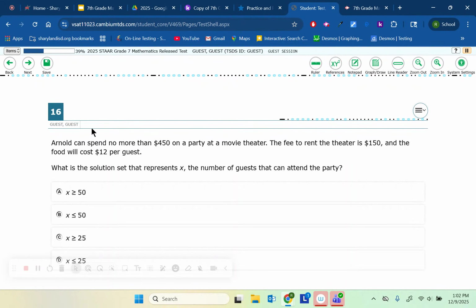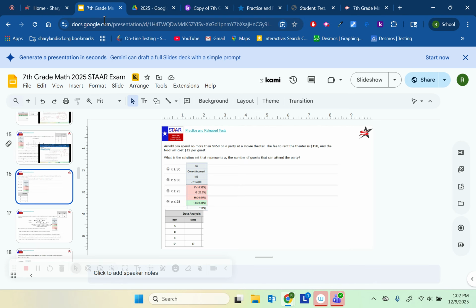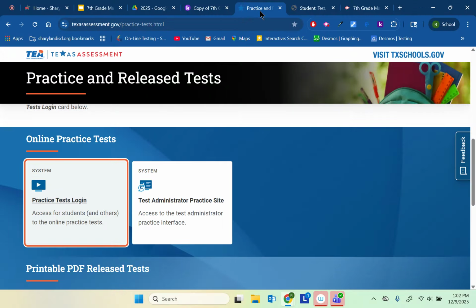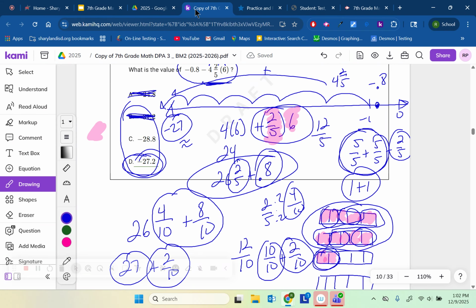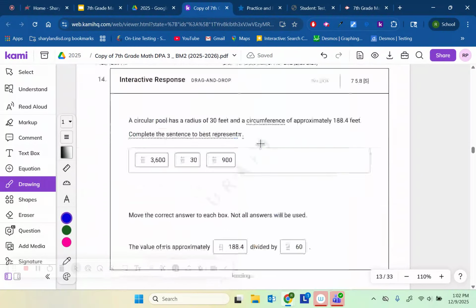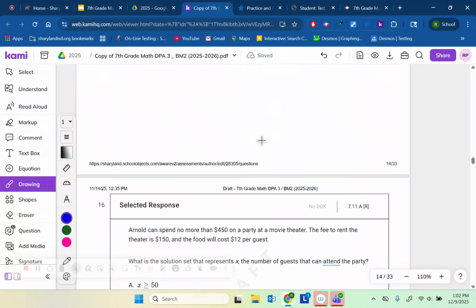Okay, number 16. As I'm putting these in the Google Slide, number 16 has a very low passing rate, like 30%. And I think a big part of it is just how we approach it. A little messy, that one, right? Okay, so if I'm looking at 16, I'm going to read it.